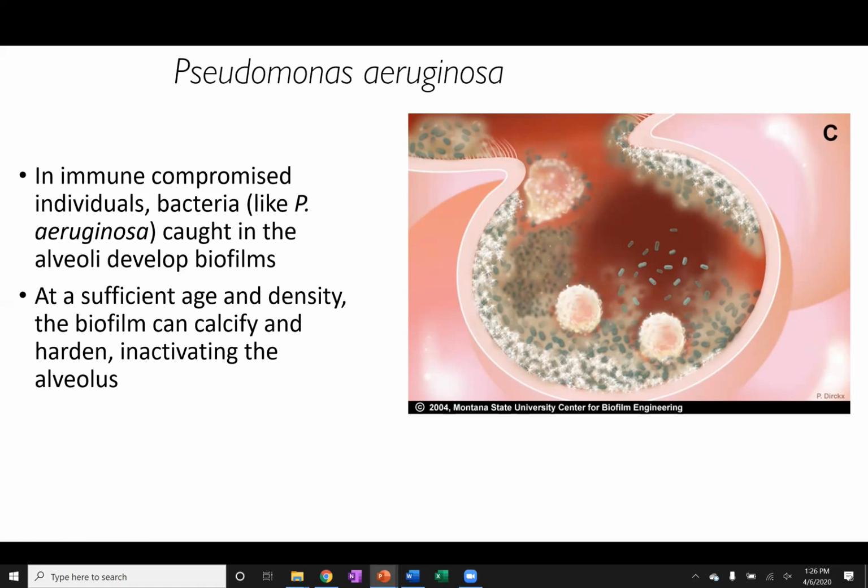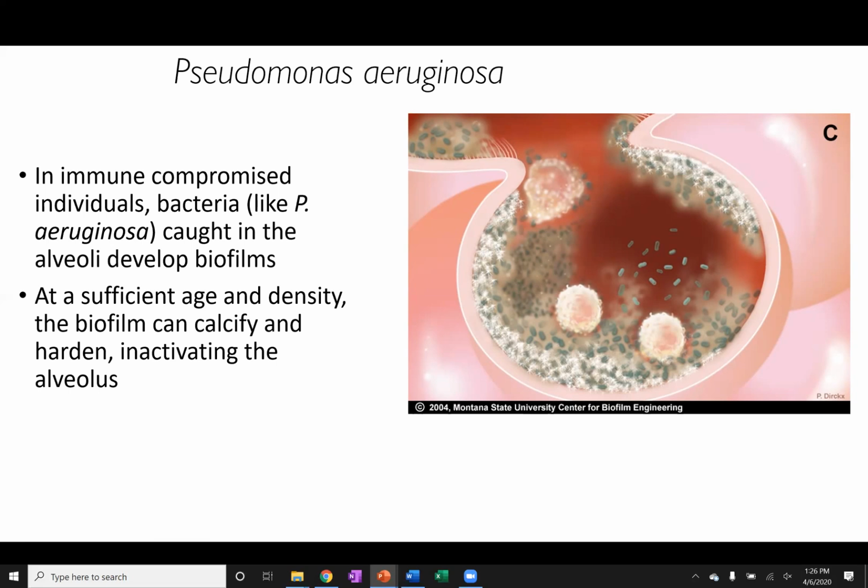And so the idea is that the biofilms do not trigger your immune responses. And what ends up happening is, as these biofilms age and mature, it causes the biofilm to calcify, harden, and inactivate your alveoli.